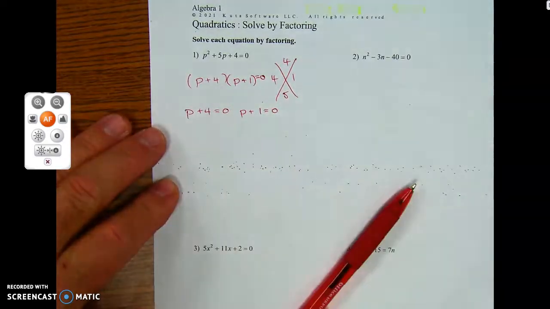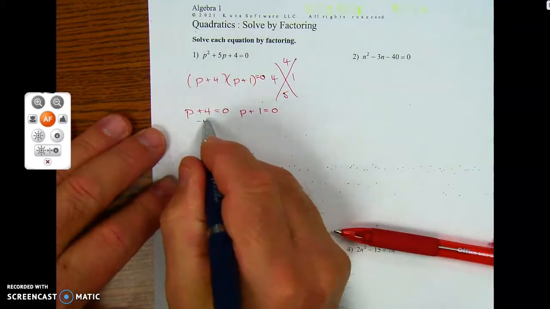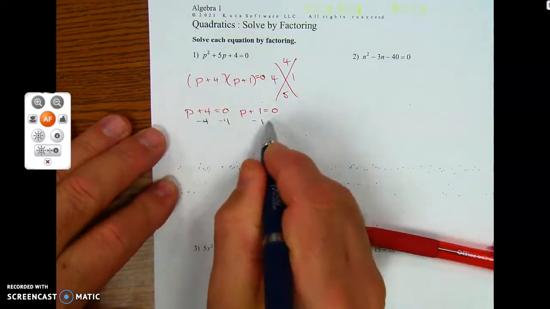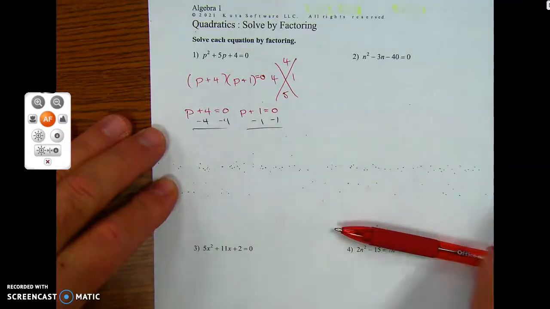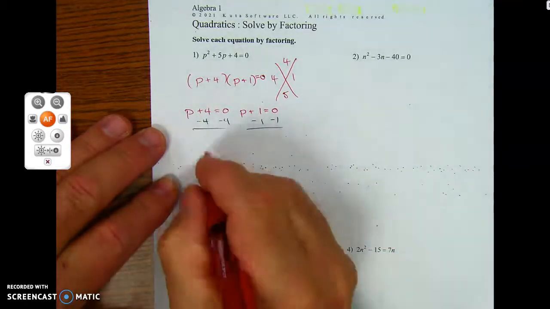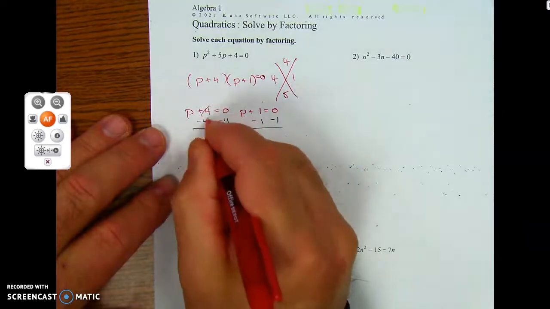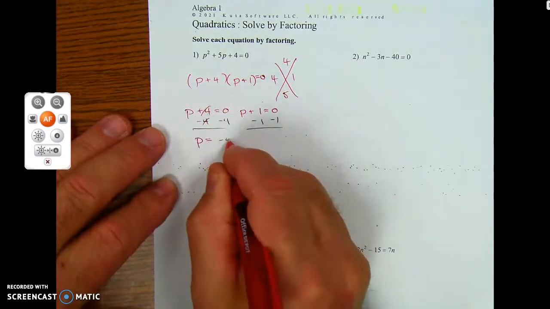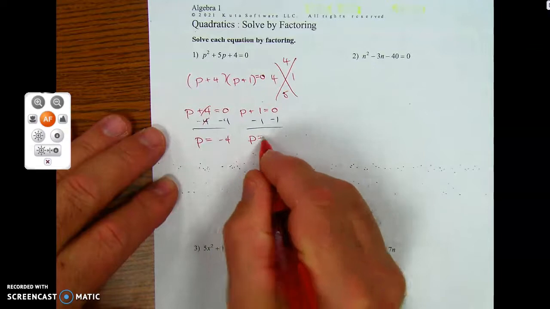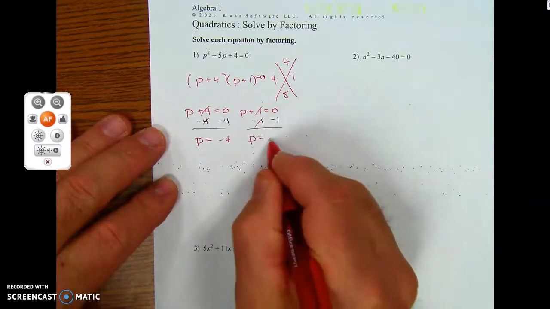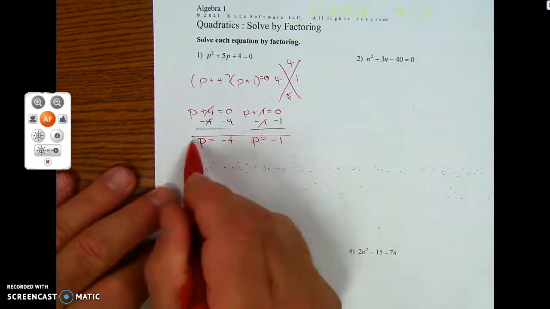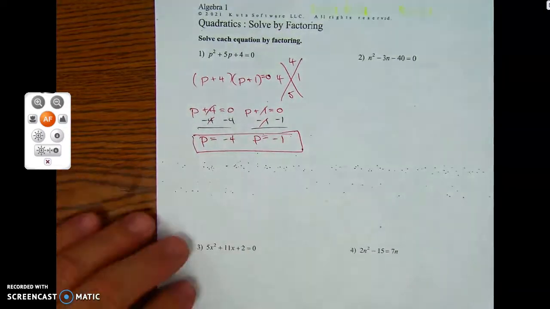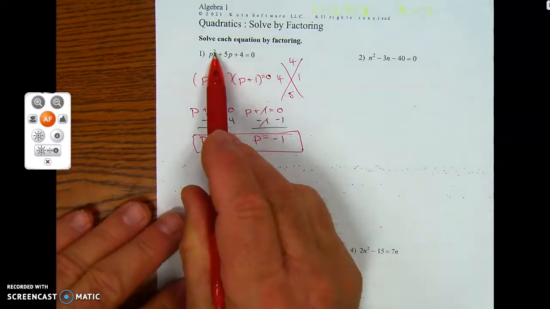Subtract 4 from both sides. Subtract 1 from both sides. P equals 0 minus 4. P equals 0 minus 1. Two answers because the exponent is 2.